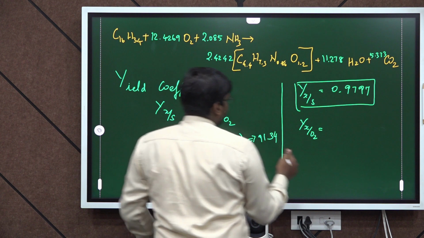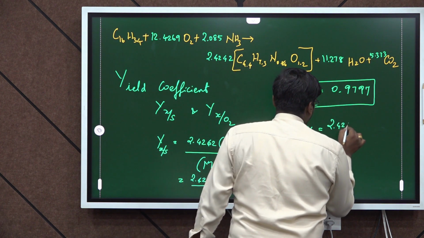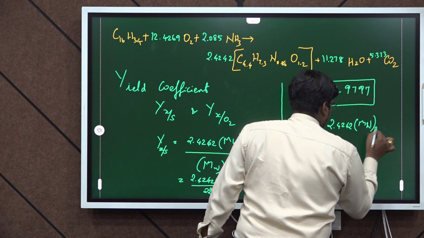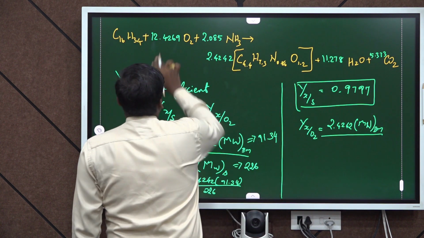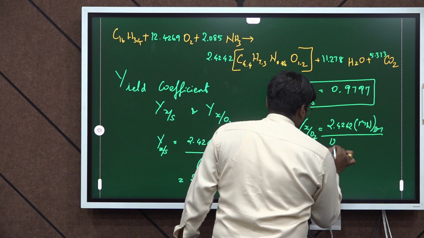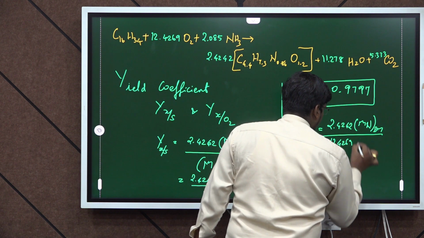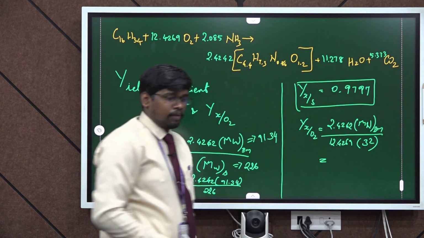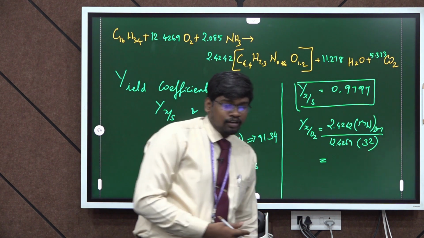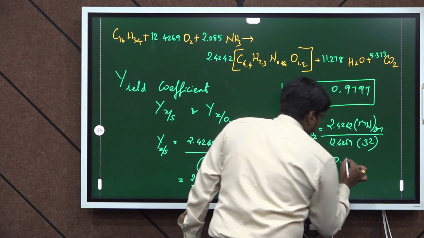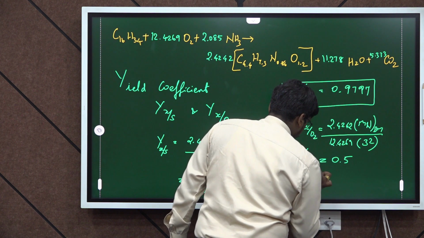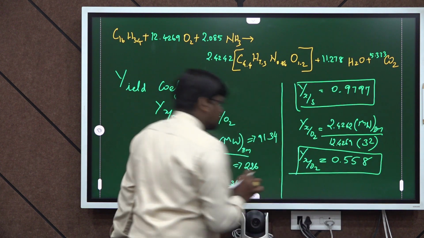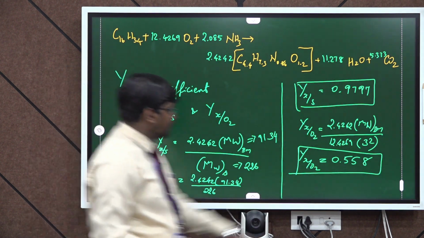Similarly we can find the yield coefficient Y x by O2. Here, similarly, the amount of biomass, 2.4242 moles of biomass is present, times the molecular weight of biomass, divided by 12.4269 moles of oxygen, into the molecular weight of oxygen, which is 32. If we substitute the molecular weights of biomass and oxygen, we get the yield coefficient with respect to x by O2 as 0.558. So, these are the methods to calculate the yield coefficients.